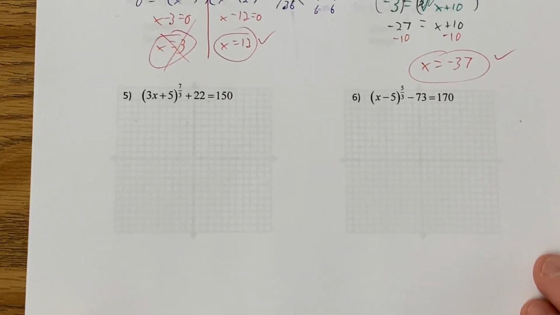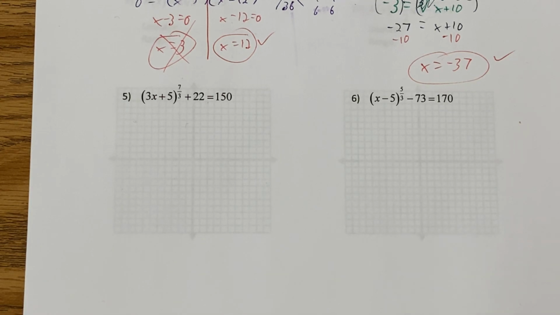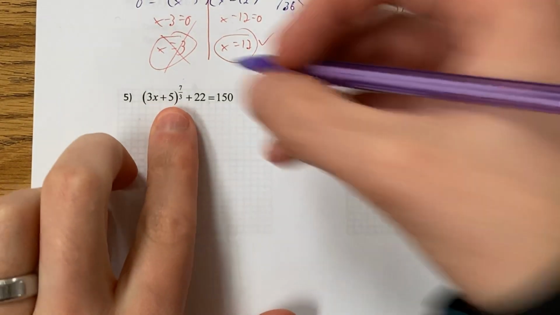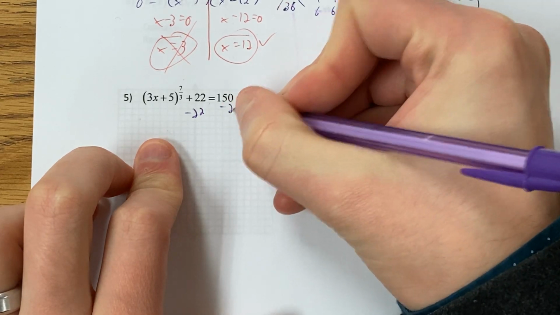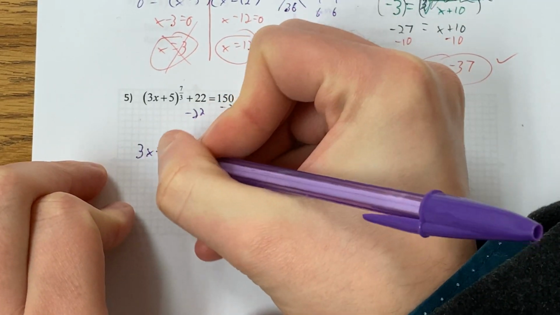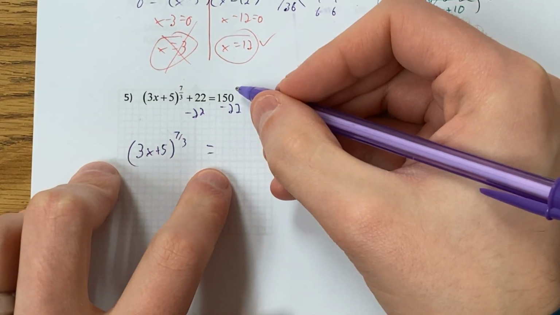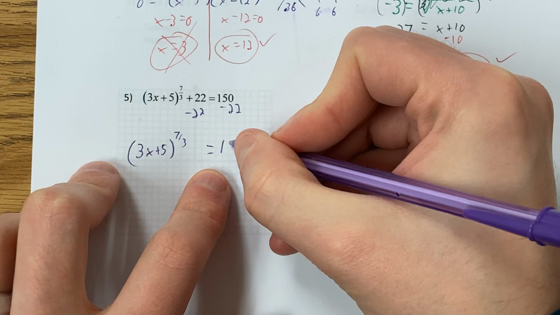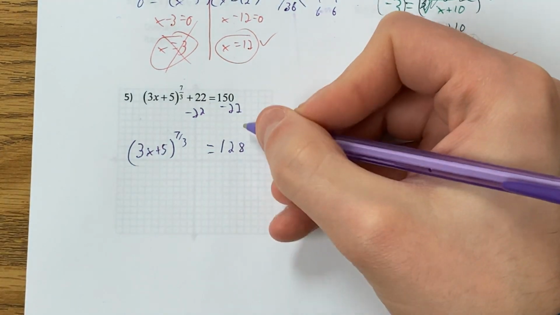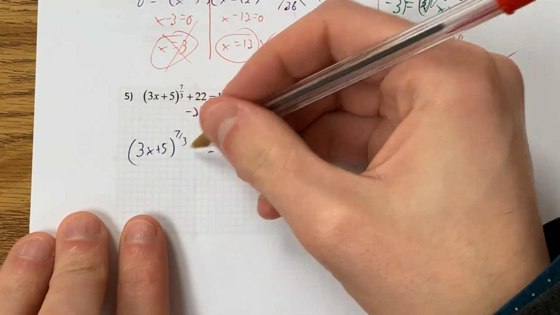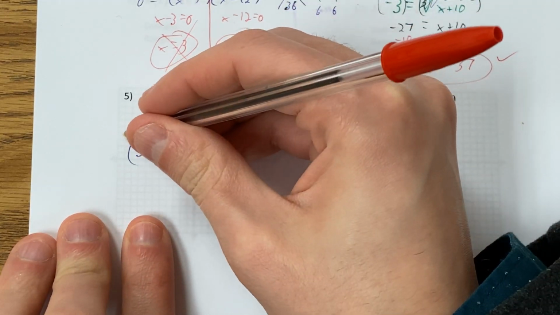Okay, and the last 2 questions on this page, once again, don't have radicals, at least physically written down. So what you have to do this time is get the parentheses with the exponent by itself. So we'll subtract the 22, so it'll be a little bit easier looking. And 150 minus 22 is 128, I believe. Yes, it is.